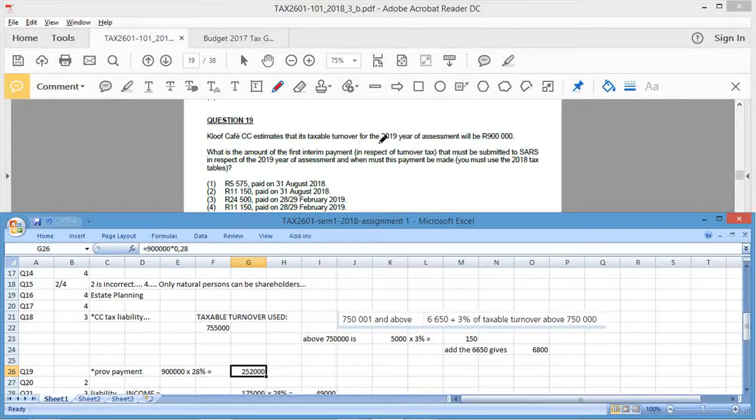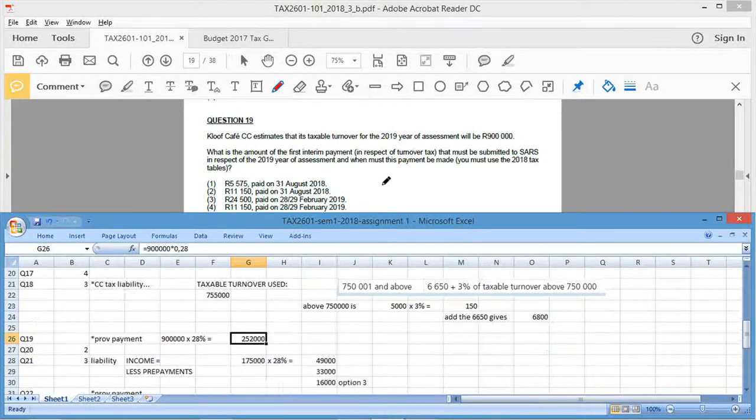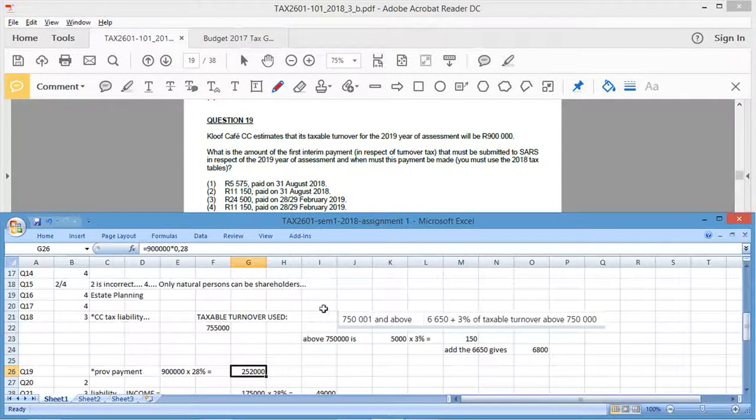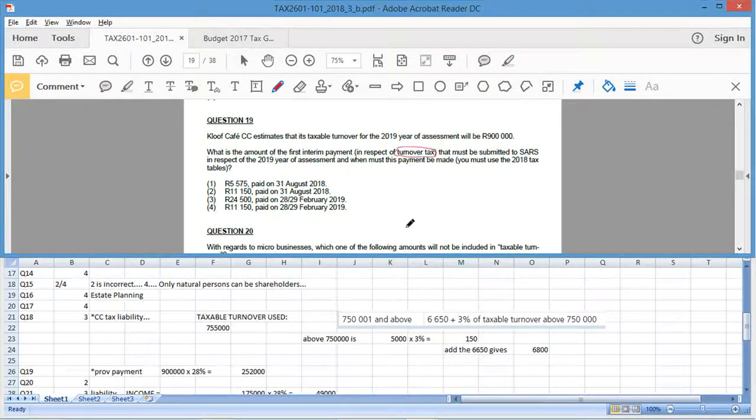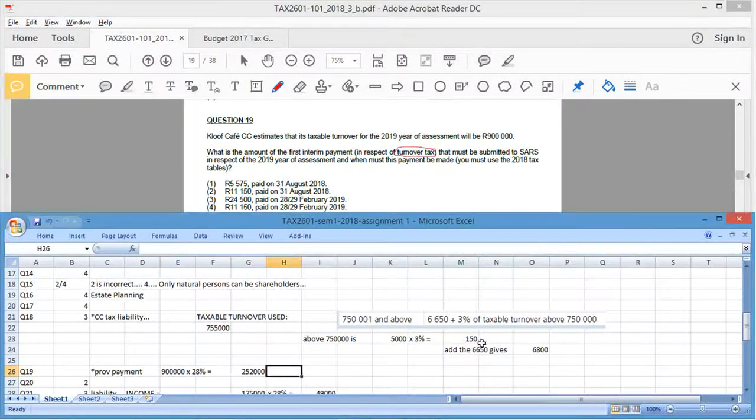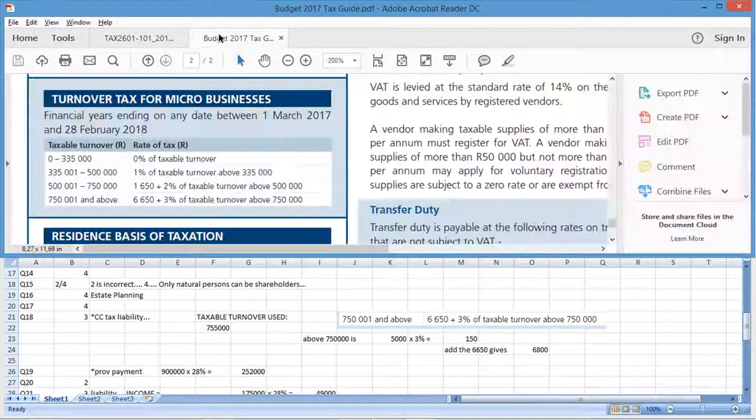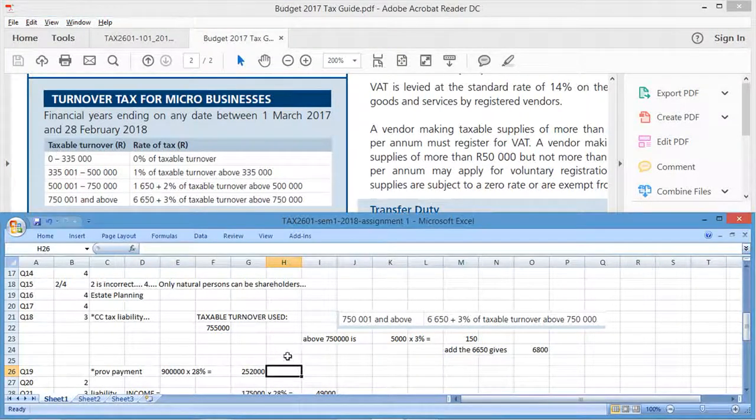Taxable turnover. What else do we see here? Must be submitted to SARS. You must use the 2018 tax tables. That gives me that, but they don't say this is an SBC, which might be problematic. They ask what the amount of the first interim payment is in respect of turnover tax. Okay, turnover tax. So that's probably indicating that this is a micro business. If that's the case, we're going to use these tax tables. So just be careful here.